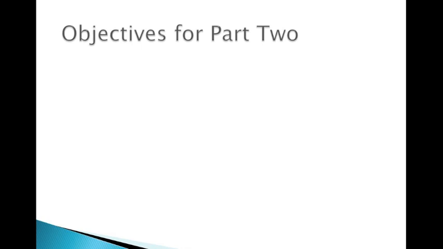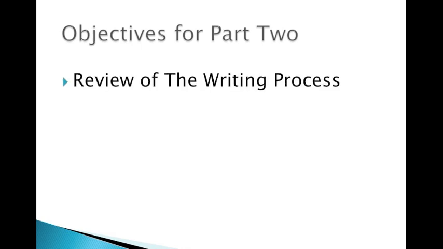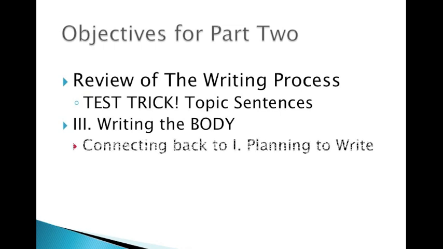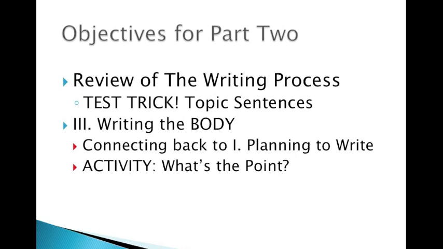Our objectives for Part 2 are: take a moment to review again where we are in the writing process, and spend a moment looking at topic sentences. Then we will begin discussing writing the body, specifically looking at how we need to connect back to Part 1 of the writing process, which is planning to write. We will then participate in a little activity that we call What's the Point?